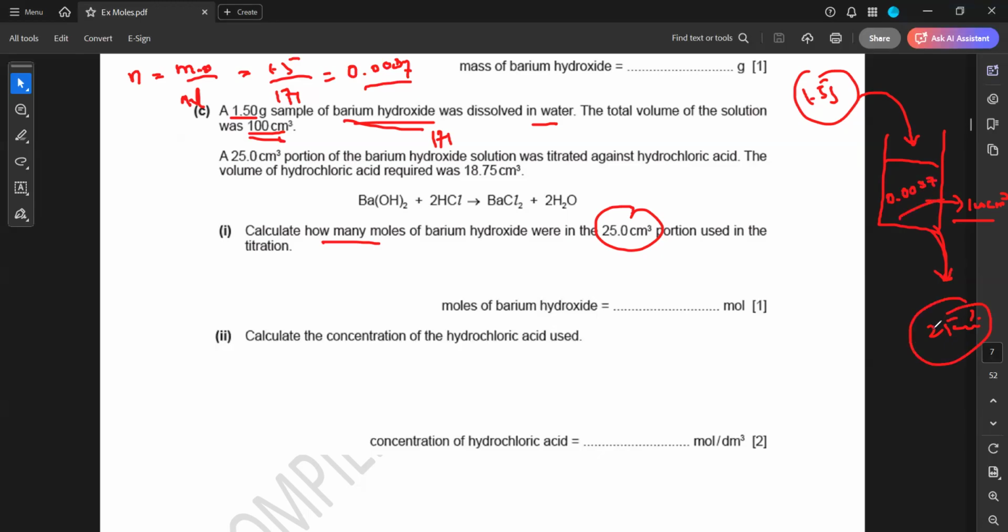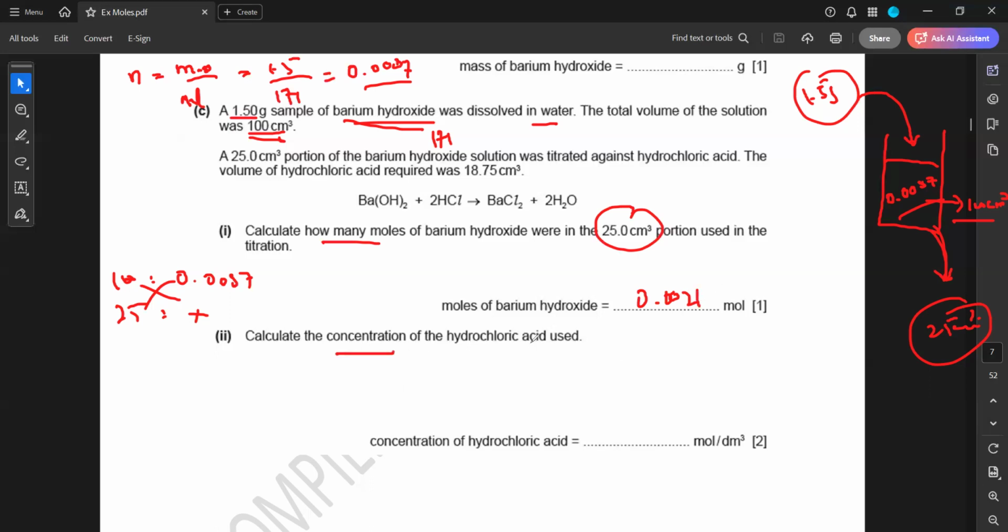But we took out only 25. So in 25, how much will it be? You can work it out by using a ratio. 100 cm cube solution contains 0.0087. So if we have 25 cm cube, how many moles will be there? X. Cross multiply, so you get 0.002 moles approximately. So 1.5 divided by 171 was 0.0087 and then it is divided by 4. So 0.0021 moles will be there.